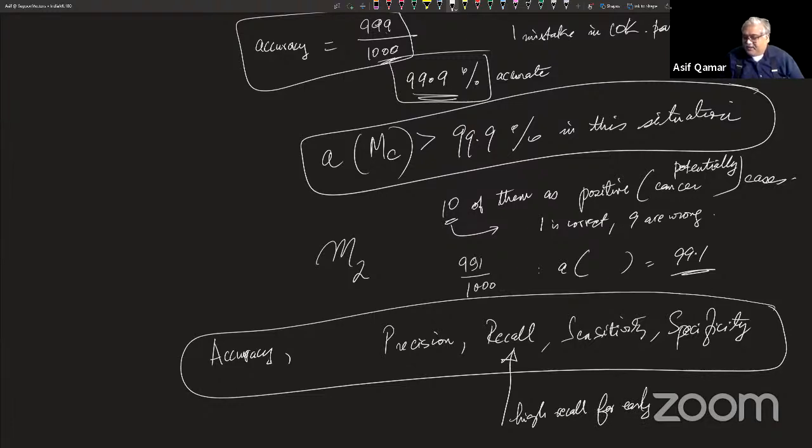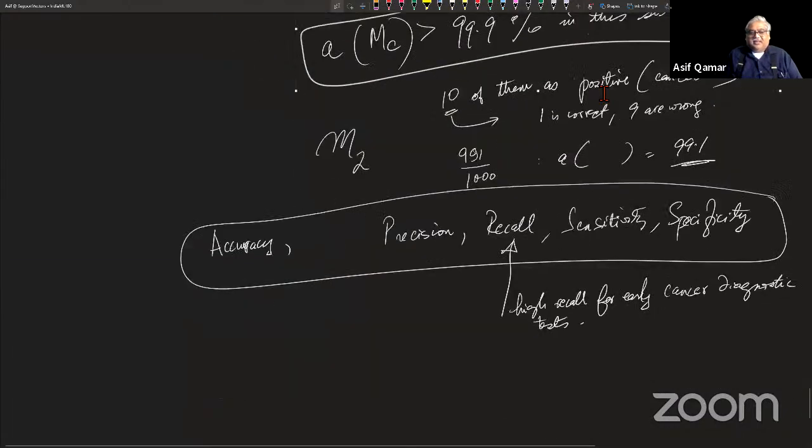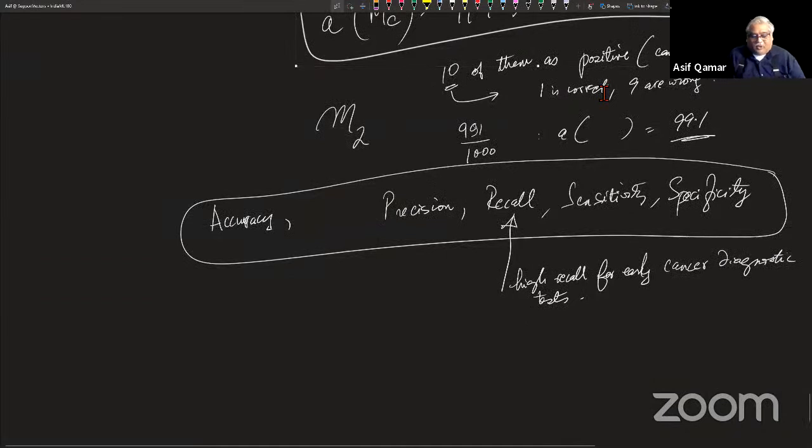for early cancer diagnosis, cancer diagnostic tests, right? And what happens is that while the first test is good, it will produce a lot of false positives. What you want to make sure is that before you give chemotherapy, you have done a lot of other tests. Now the test that you do before you start chemotherapy should be very sure that the person really has cancer. So the thing that you focus on is that the test should have very low false positives.